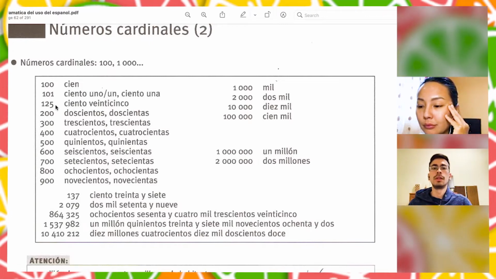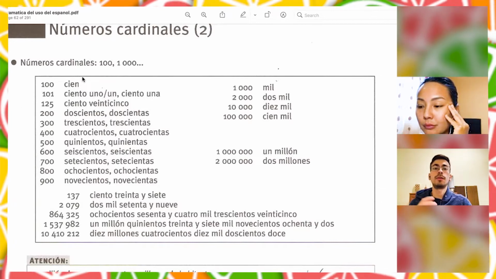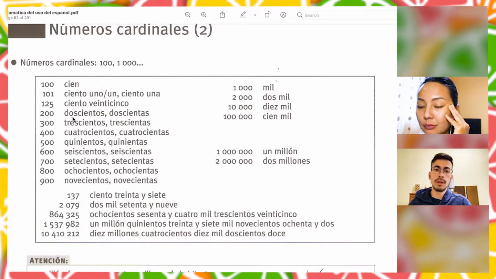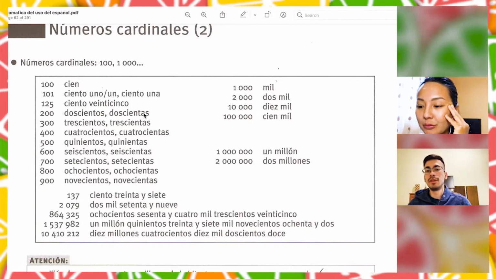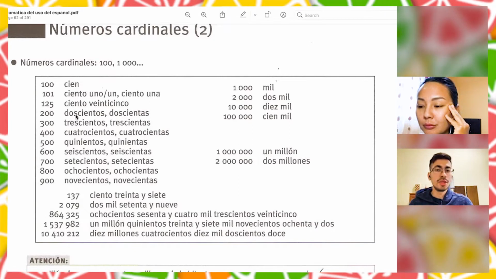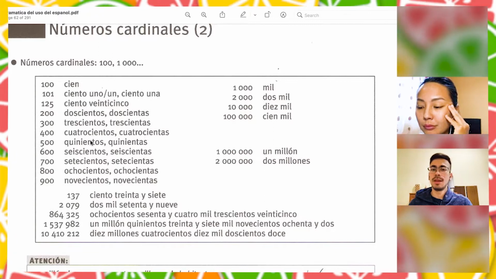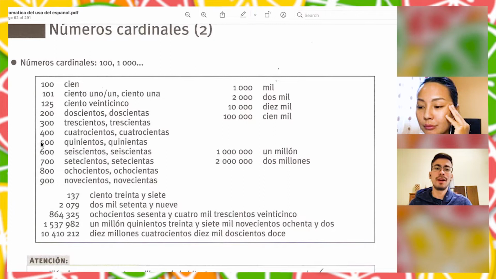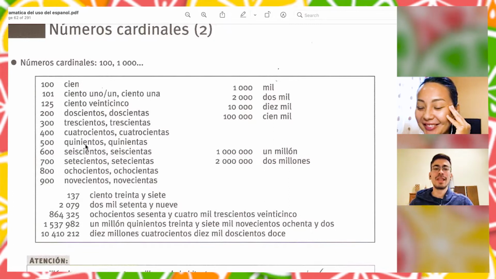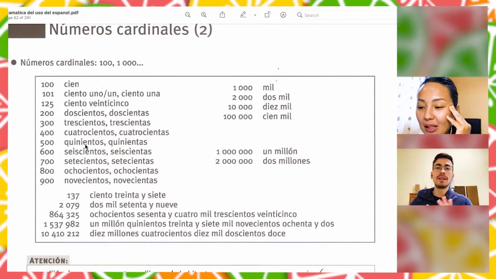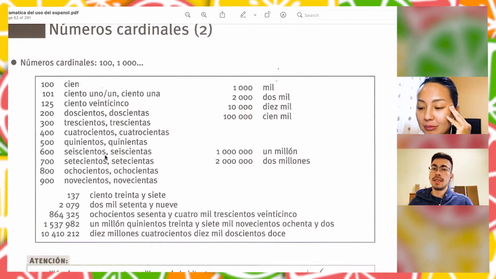For example, here, 125. After cien, we have 200. So we just add here 200, right? Or in feminine, 200. It depends, right? 300, 400, 500. Okay, most of the students have problems with 500. I already realized that. Yes, it's 500. Okay, we have 5, 50, 500. 600.